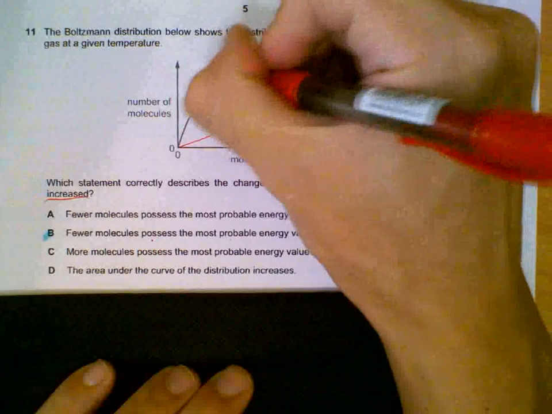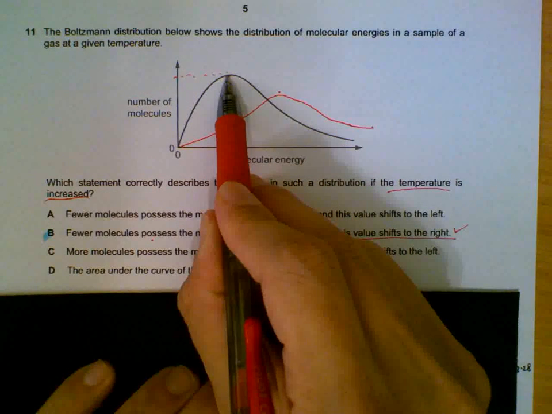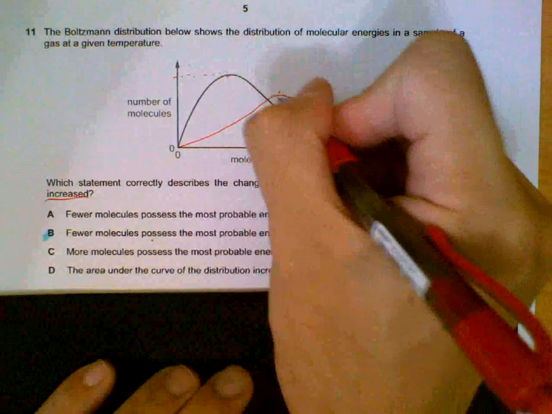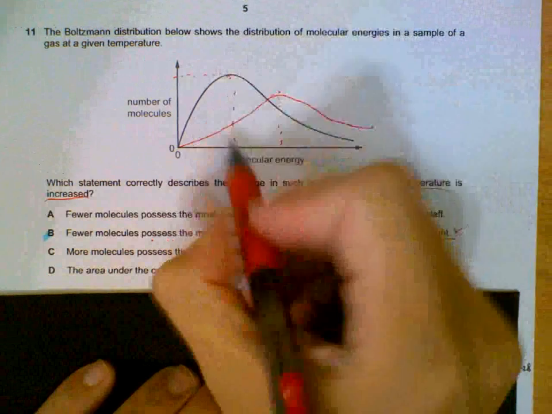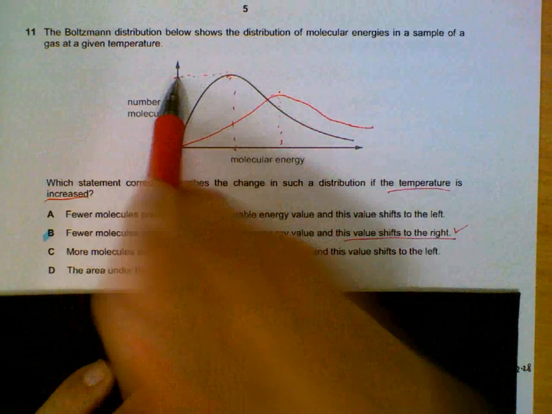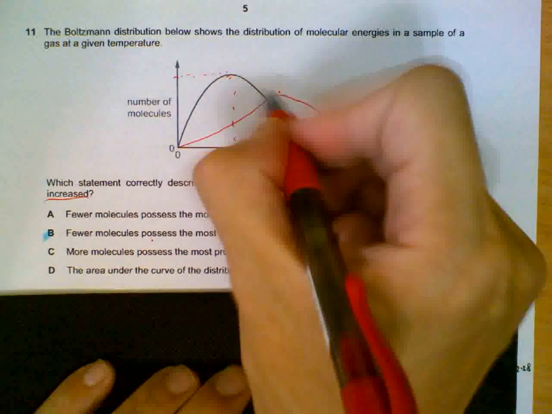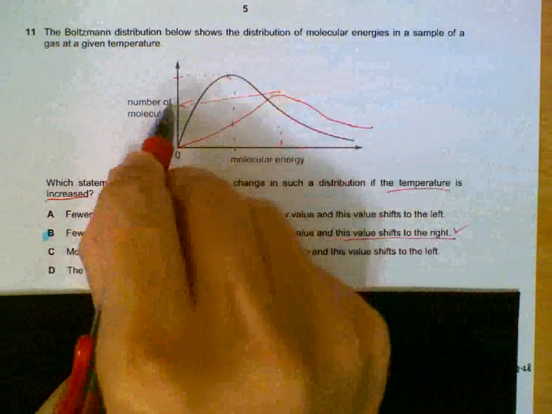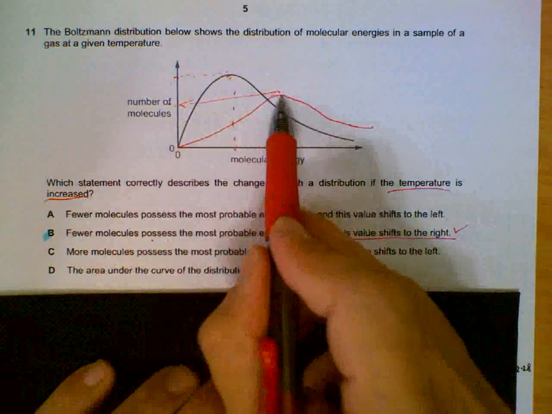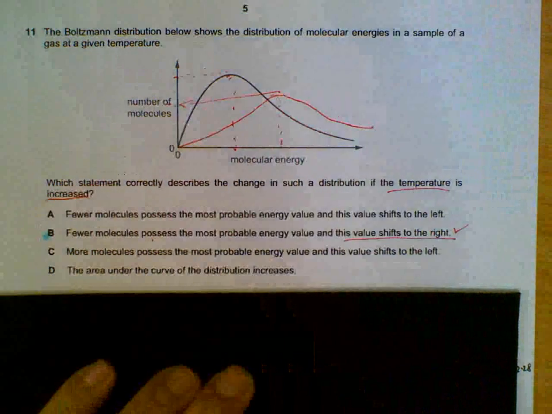So this is the most probable energy at a lower temperature, and this is the number of molecules at that amount of energy. When we have a higher temperature, this is the most probable energy, and we have fewer molecules at the most probable energy than before. A simple way of putting it is the peak is lower. So B is the option.